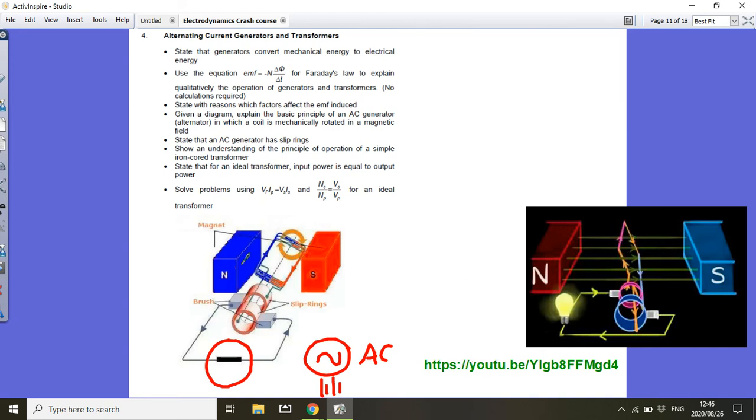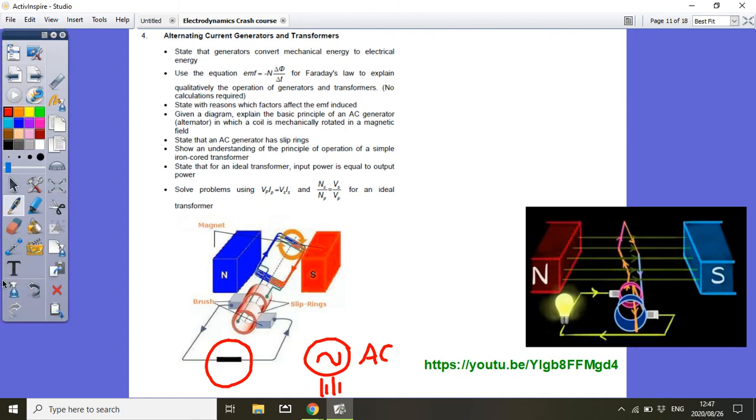The colors actually change in this one, so please go watch it. While this is moving up, it is inducing a current in a specific direction. But while it is moving down, it is inducing a current in a different direction. So if you look at the blue wire only, the blue wire here is moving up, so the current is flowing upwards in that direction. If it moves downwards here, the current is going to be going downwards in this direction.